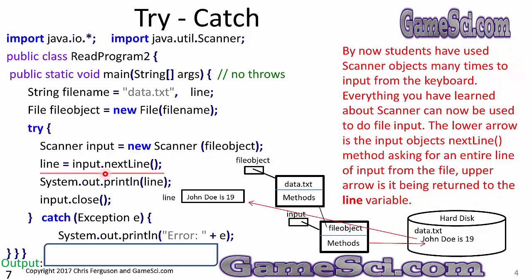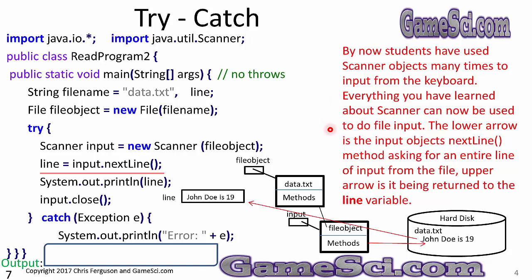Line equals input.nextLine. Give me the next line of data from the file. By now, students have used the Scanner object many times to input from the keyboard. Everything you have learned about Scanner can now be used to do file input.